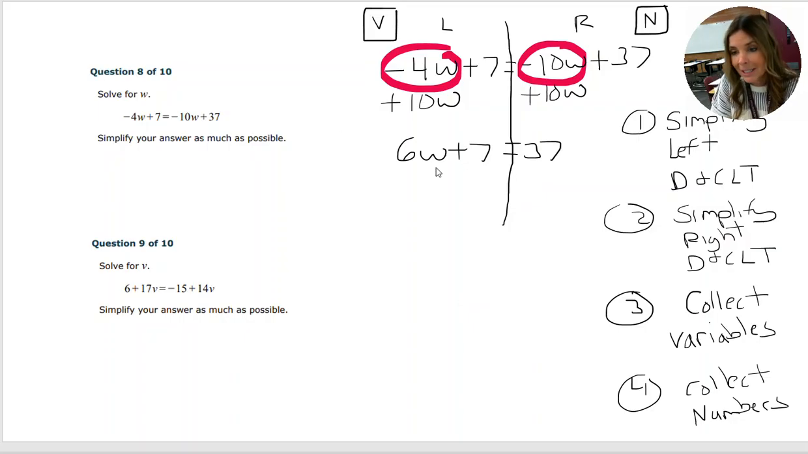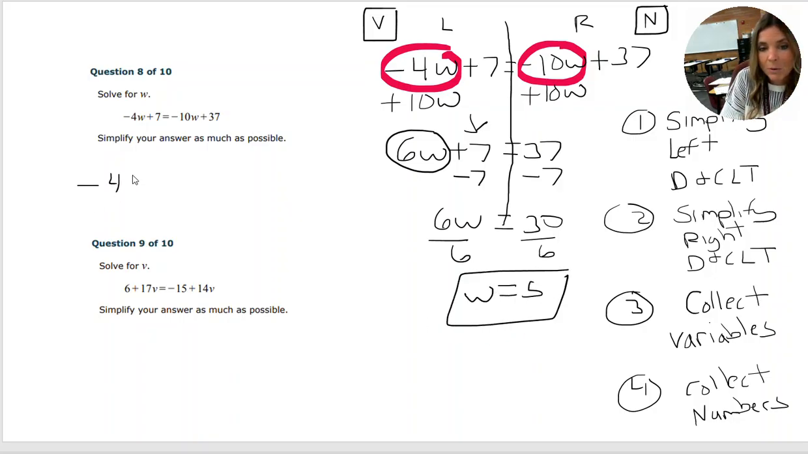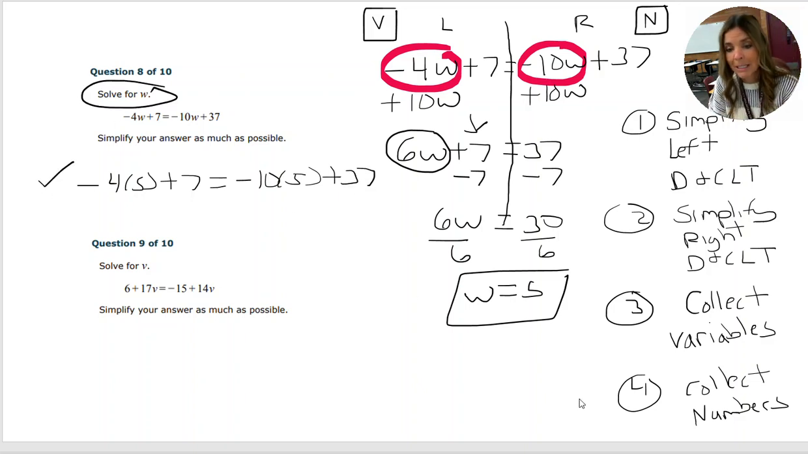Now that brings us to a two-step equation where we're going to isolate the variable term by taking the numbers to the other side. Remember, this left side is my variable term side, so I don't want the 7 here. So I'm going to cancel out the 7 by doing a negative 7. So 6 times w equals 30, and then I divide by 6, and I get w equals 5. When I do negative 4 times 5 plus 7, and negative 10 times 5 plus 37, 5 is the value of the variable that makes the equation true.